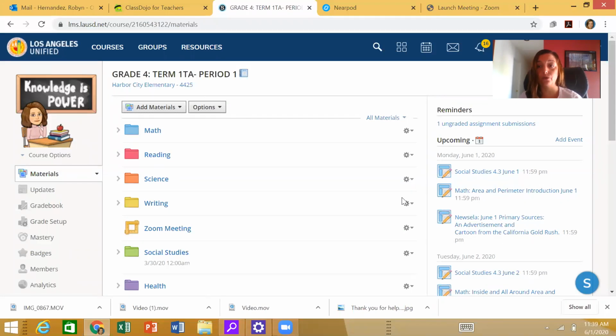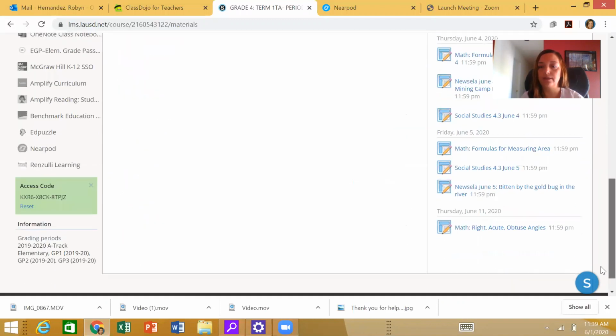You will need to go to Schoology at lms.lausd.net, log in with your LAUSD email and password, and then you are going to click Courses and choose Grade 4. Once you do that, you're going to see this screen. You can either find the math assignment in the math folder, or you can scroll down here by date and you can see it under Thursday, June 11th.